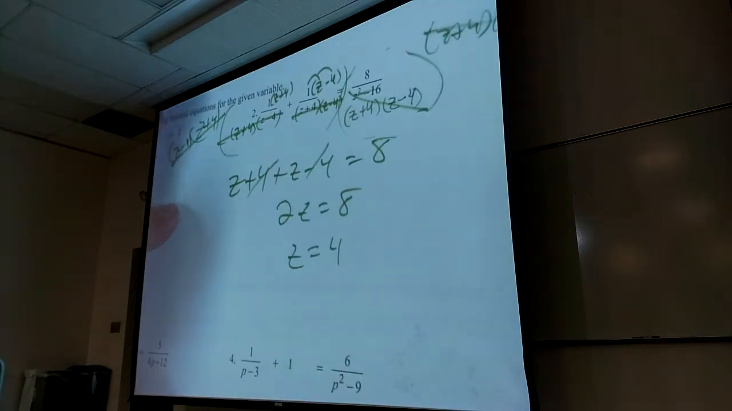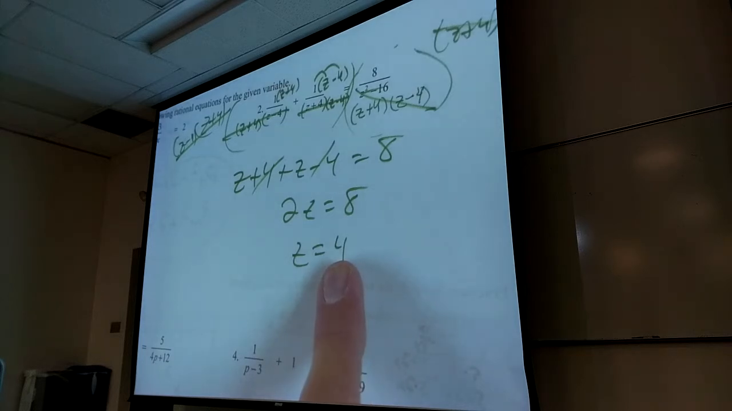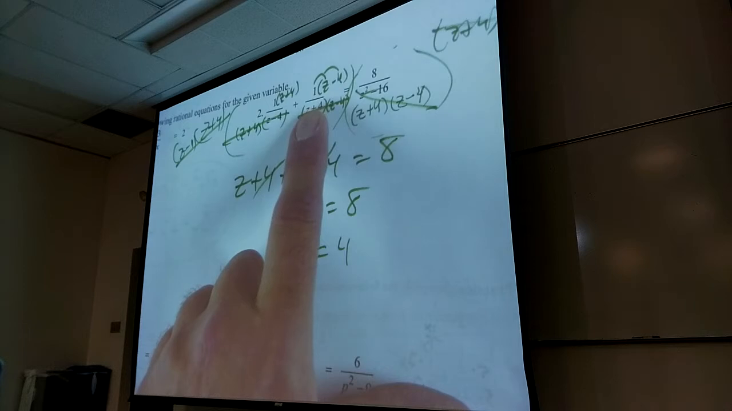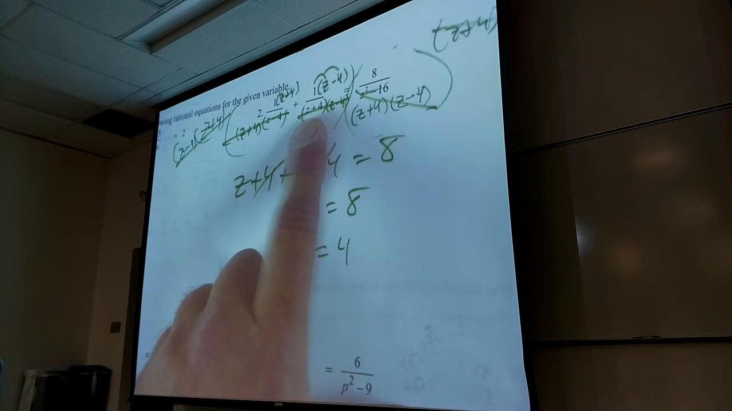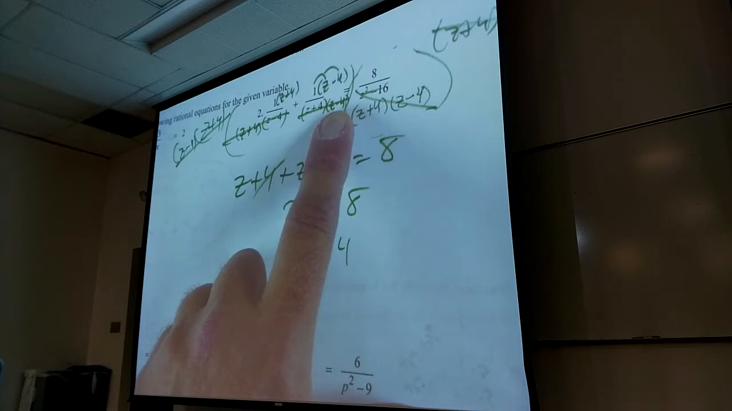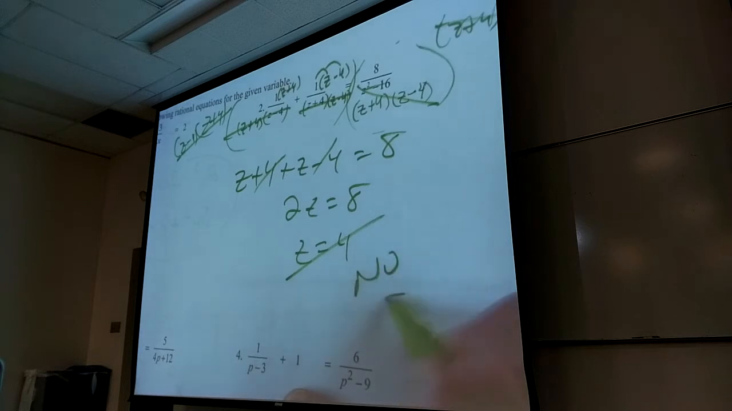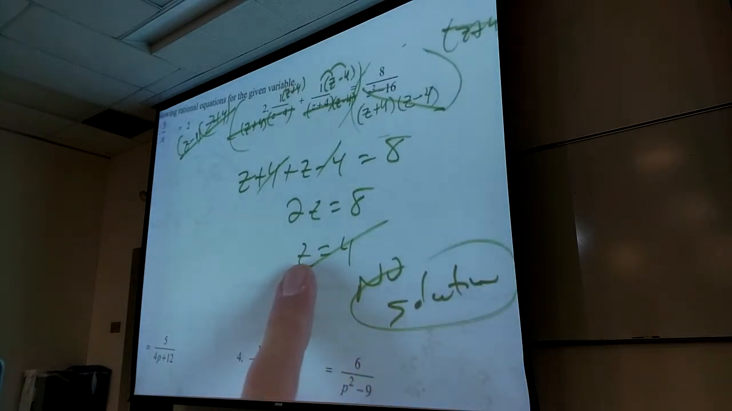Now watch. This is another reason why I want to do this one first. It shows you everything. So do I circle that and move on? No. My problem started with variables on the bottom. What value of Z makes the bottom 0, which is something I can't allow? Negative 4 and positive 4. What did we get as a supposed answer? 4. No solution. The only possible answer makes the original problem undefined.